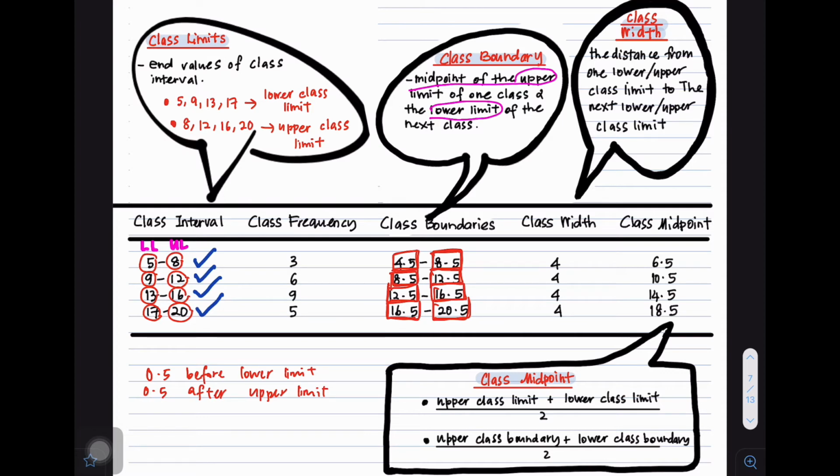The first one you need to know is class interval. The second one is class limit, where we have a lower limit and upper limit. And then we just saw class boundary. We also have the lower class boundary and upper class boundary. Now we want to see class width. Width ni dia punya size class. So the class width is actually the distance from one lower class limit to the next lower class limit, or one upper class limit to the next upper class limit.